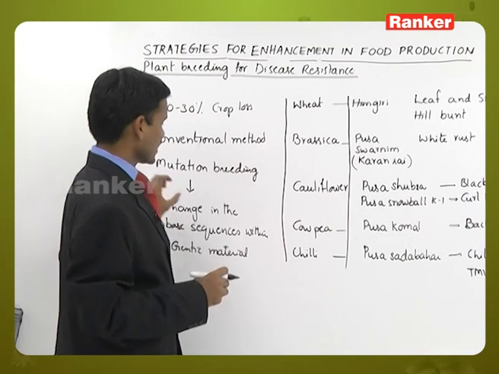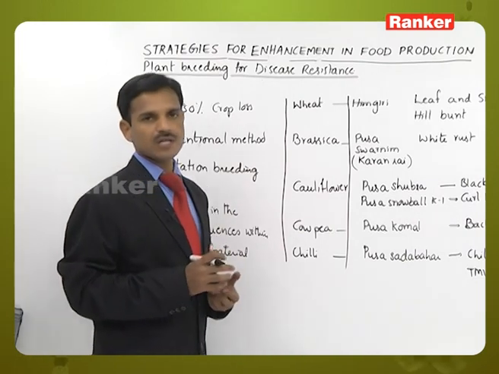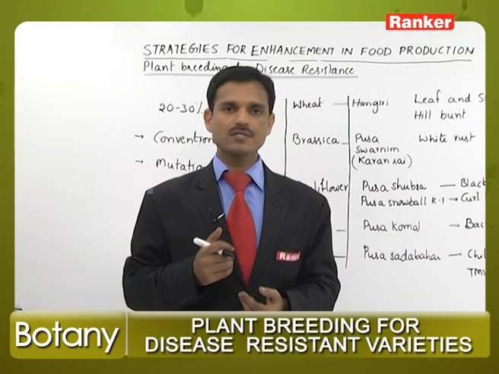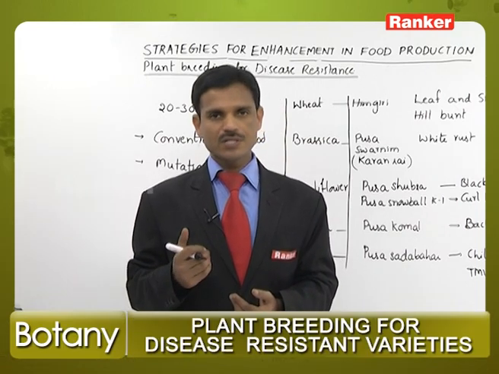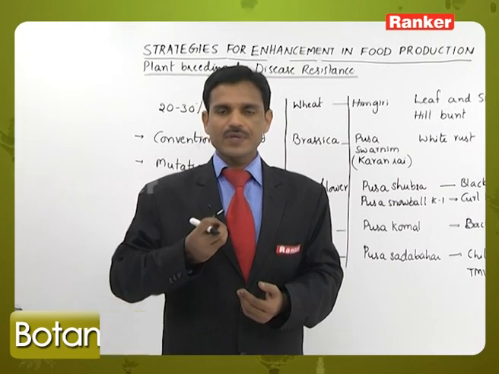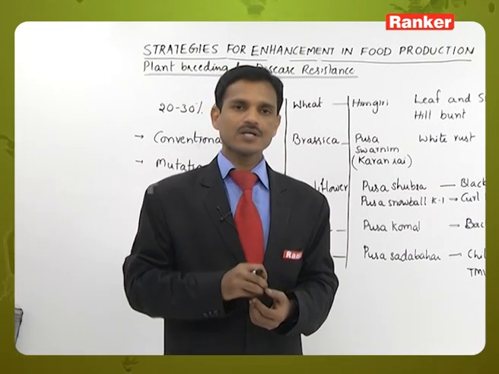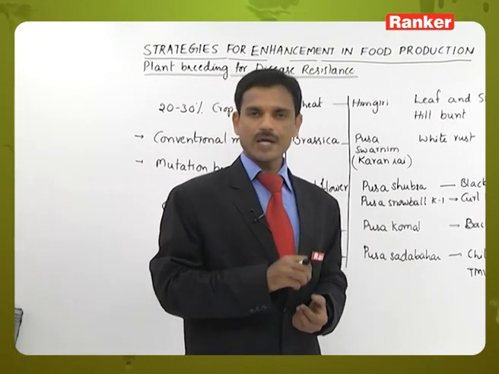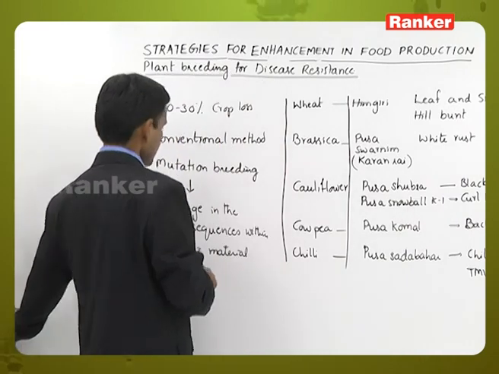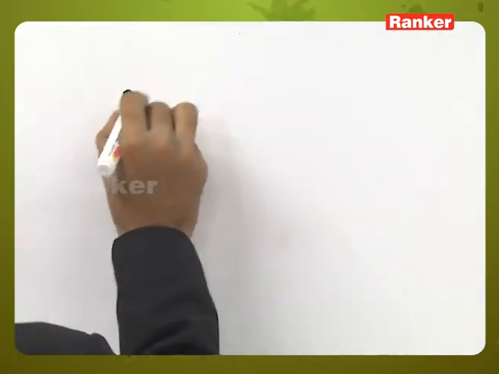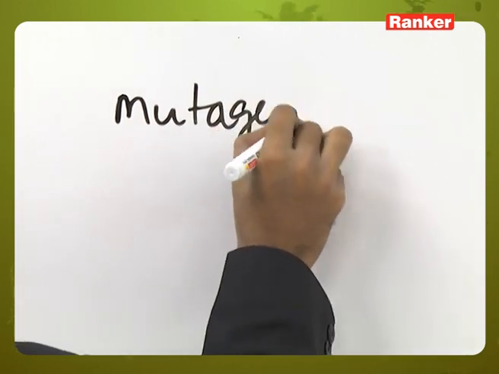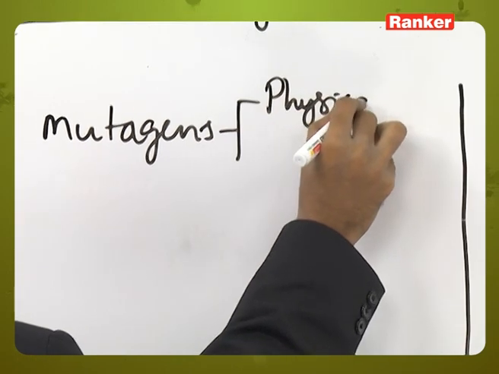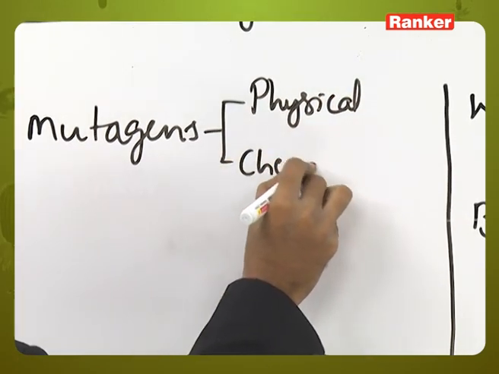How do mutations take place in organisms? Mutations are induced by different mutagens. The material which causes the mutation is called a mutagen. There are physical mutagens and chemical mutagens.